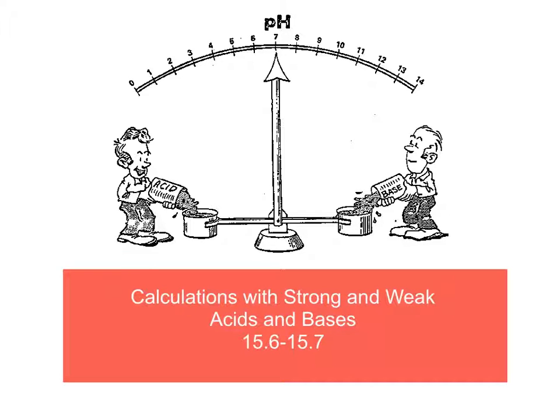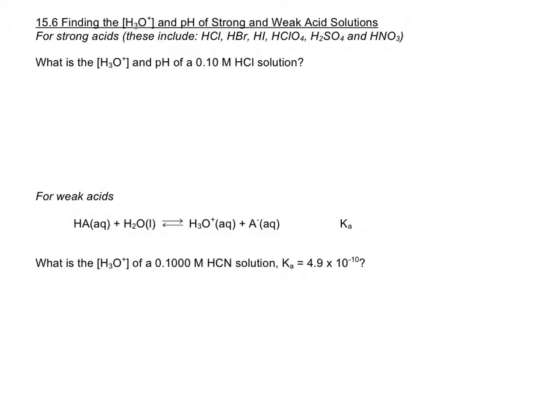In today's lesson, I'm going to go through some calculations with you for both strong and weak acids and bases. So we're going to calculate H3O+ and pH in both strong and weak acid solutions. For strong acid solutions, the calculations are actually very simple. As an example here, what is the H3O+ and the pH of a 0.10 molar HCl solution?